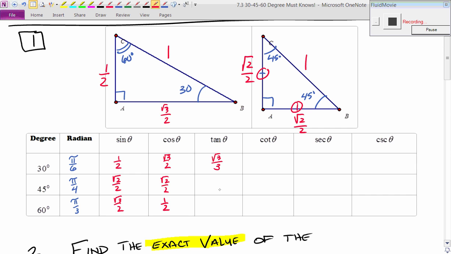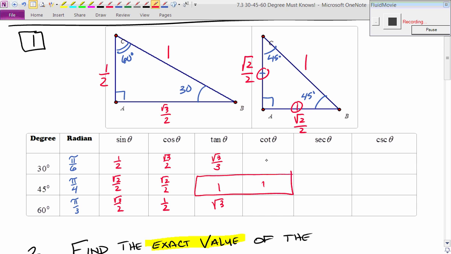Now, the easiest ones in the world are right here. These are the easiest ones in the world. Why? Because they're both 1. Yes, they're both 1. So what would be the tangent of 60 degrees? Just the square root of 3. Very good. Now think about this.